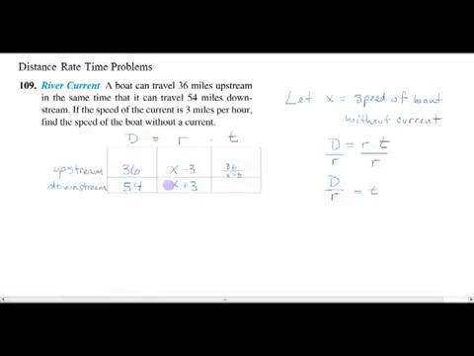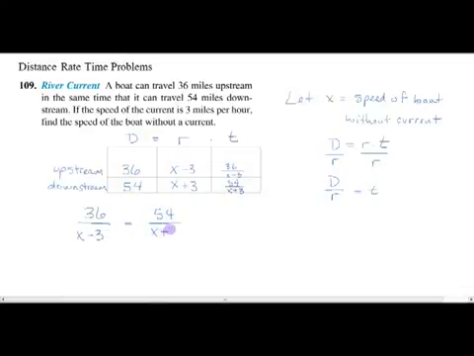Here I'll take this distance and divide by its rate, x plus 3. Now the problem says that the trip upstream and downstream is done in the same time. That means this time is equal to this time. Now we see we have an equation: 36 over x minus 3 equals 54 over x plus 3.